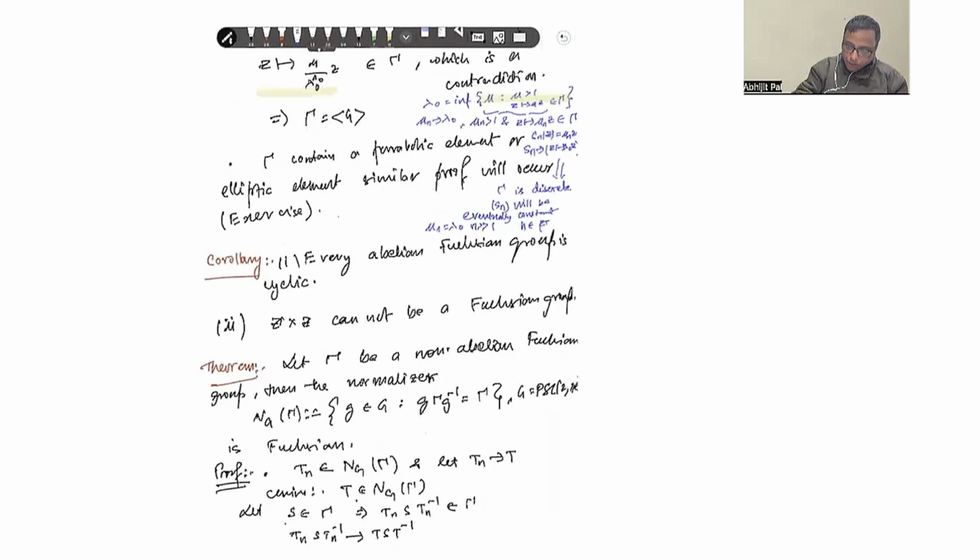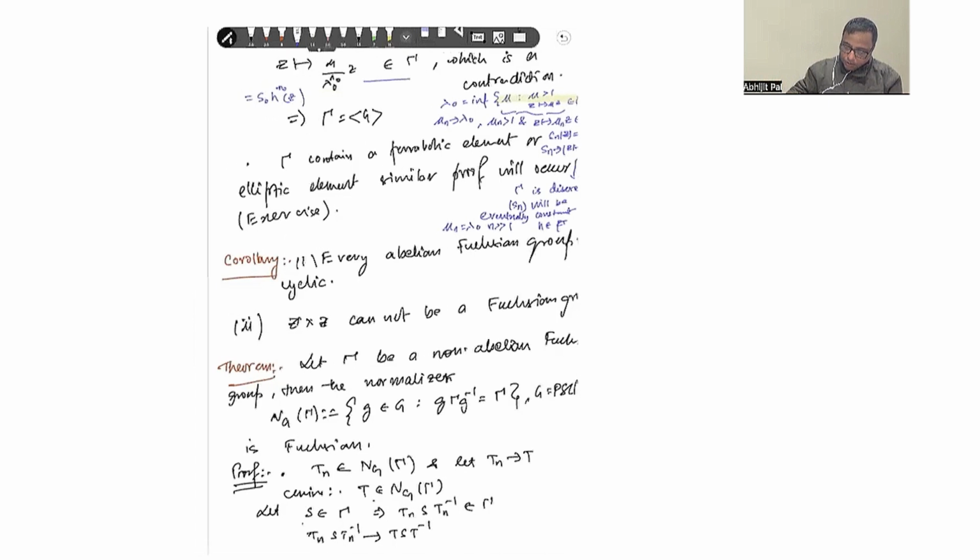Now this map is the composition, equal to S composed with h to the power minus n naught z. Because of this thing, this map will belong to gamma, which is a contradiction. Why?